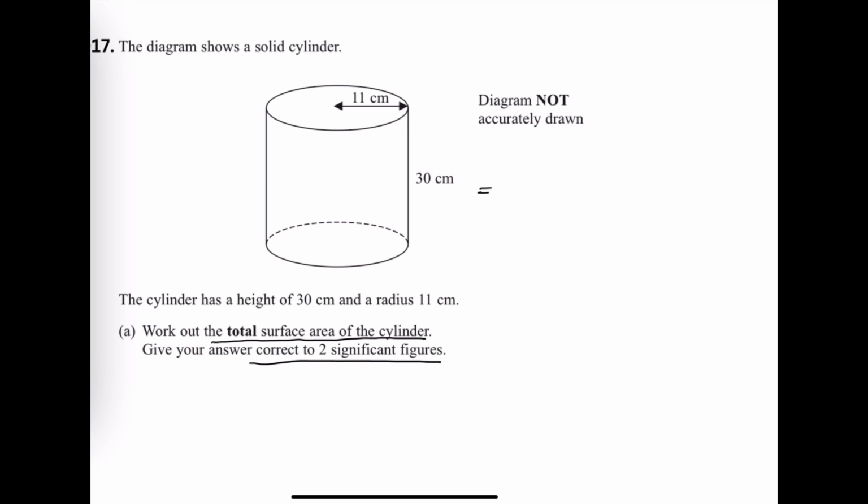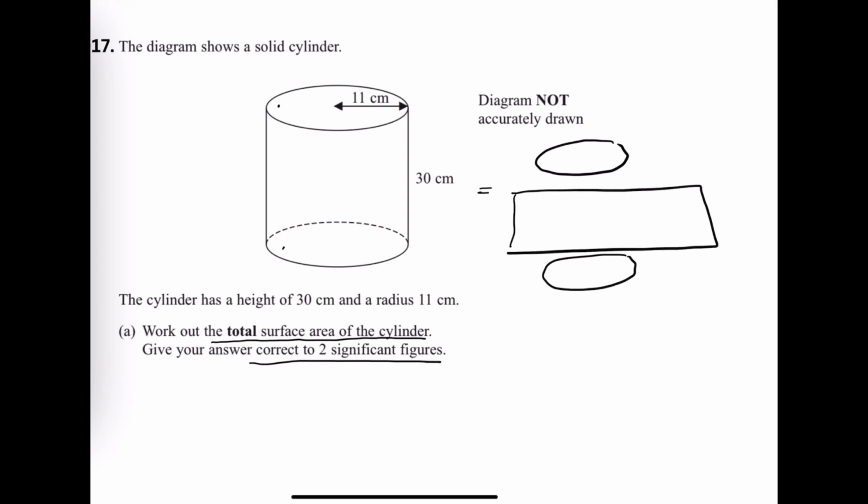What we need to find is basically this circle over here and this circle over here. We need to also find this part over here. So we find the surface area of each different type of part, and then we just add them all together. So we can start over here by finding the area of these two circles.